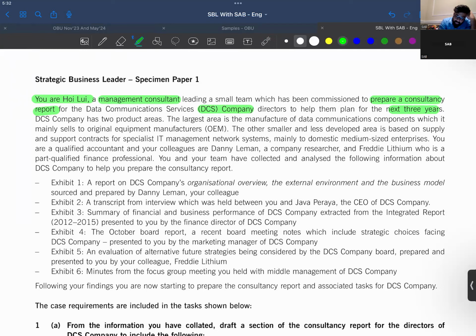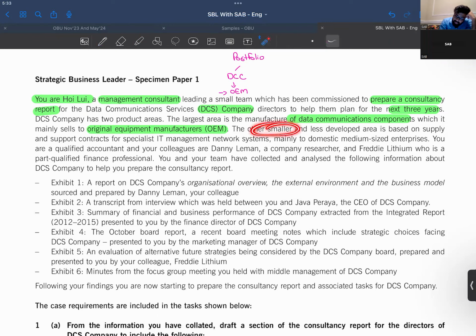Now, DCS company has 2 product areas. The largest area is to manufacture data communication components, which it mainly sells to original equipment manufacturers, OEM, right? So their portfolio includes 2 types of products. One is data communication components, that's DCC, and they sell this mainly to OEM, right?